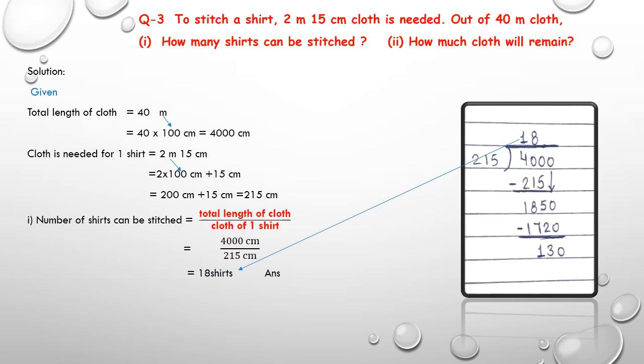And for the second part of the question, what is written? How much cloth is left after stitching 18 shirts? So our remainder is 130. After conversion, we divide by 100 and it converts into meter, and our answer will be 1 meter 30 centimeter of cloth will remain.